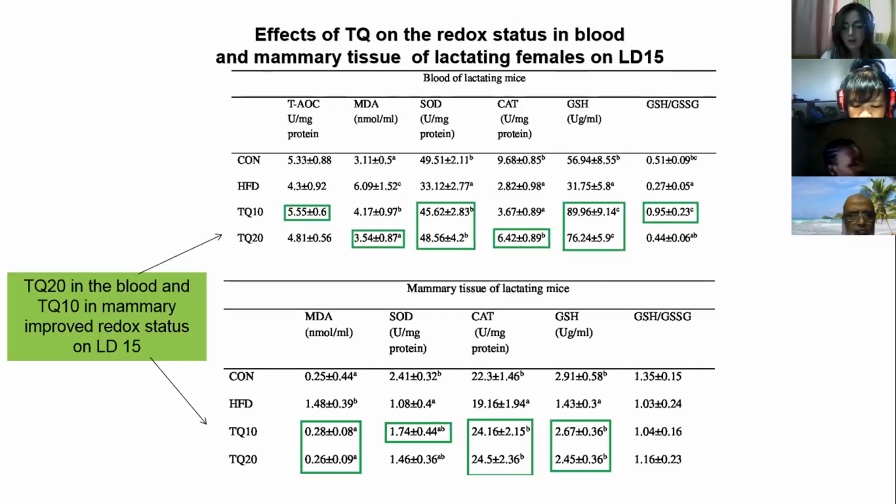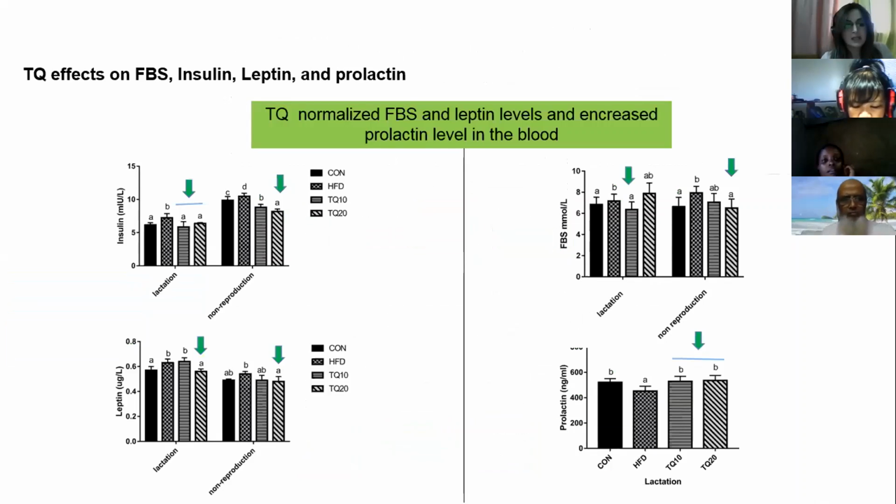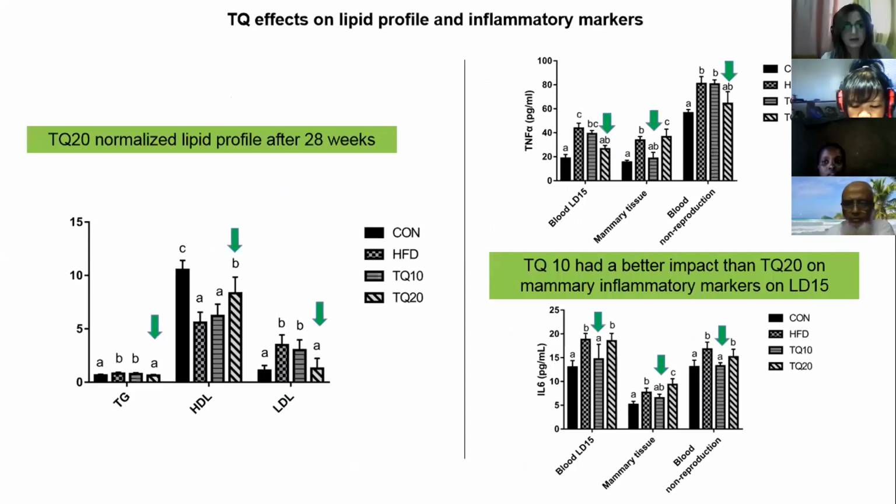By evaluating the metabolic parameters, we found that TQ normalized fasting blood sugar, leptin, and insulin levels on lactation and in non-reproduction states. In addition, TQ increased prolactin level on lactation day 15. Also, we conducted whole mount examination for mammary gland on pregnancy day.